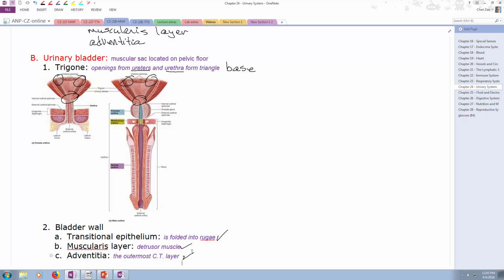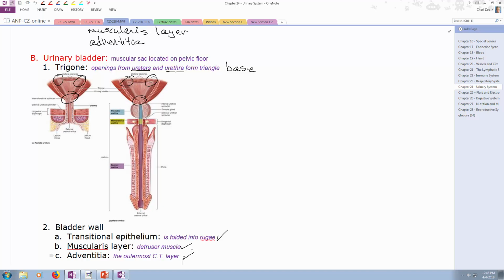Two. And which one is closest to the base of the bladder? The internal sphincter is closest to the base of the bladder in both sexes, correct? Now take a look at the external sphincter. Where is it? Is it located in essentially the same area or the same distance, shall we say? Is it the same distance from the base of the bladder for the external sphincter? Yes.